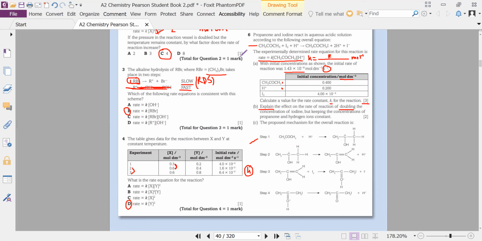So I am giving Faria Sabrin's answer, that should be a very nice answer. Step 1, because only ketone and hydrogen ion are included in the rate equation, so step 1 should be the slowest step and thereby rate determining.